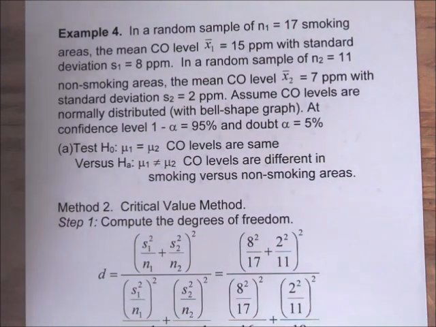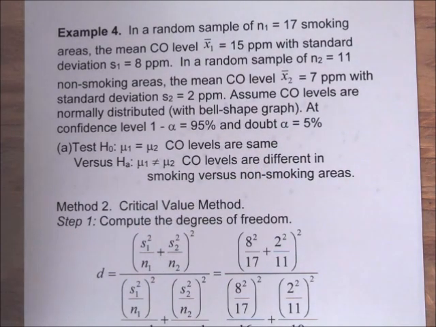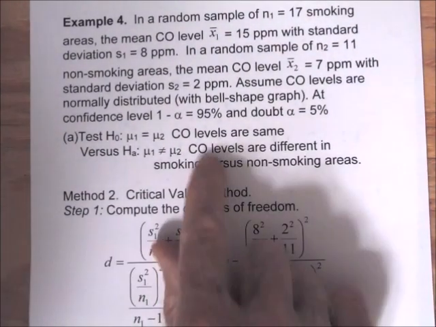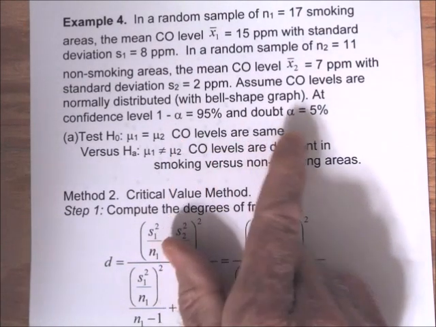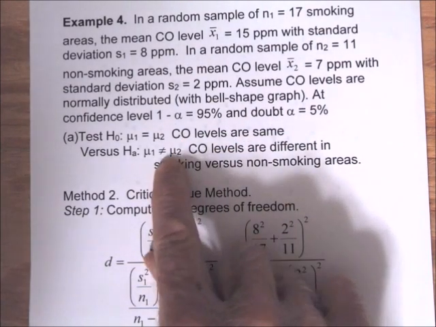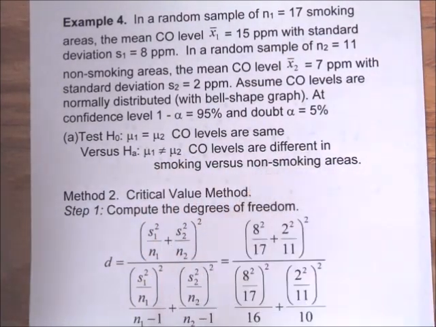And we're going to assume that the carbon monoxide levels are normally distributed. That means a bell-shaped graph. And we want confidence level 95% or a level of doubt 5%. Test H naught: CO levels are the same versus HA: mu1 not equal to mu2, CO levels are different in smoking versus non-smoking areas.